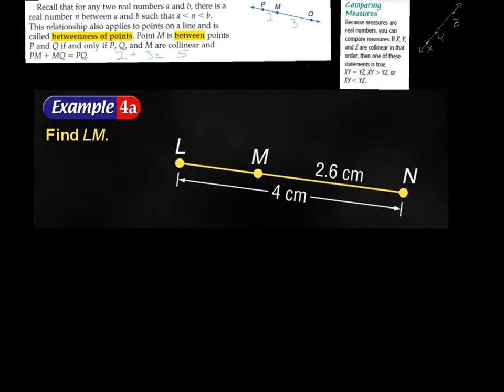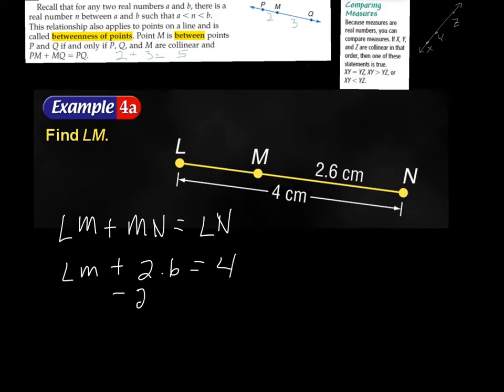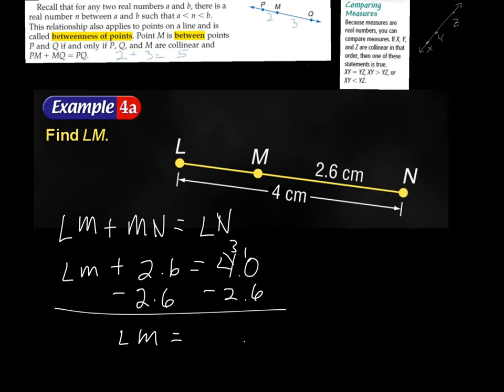In this problem, they ask us to find the length of LM, and we can see that LM plus MN equals LN, because M is between L and N. So we don't know the length of LM, but we know MN is 2.6 and LN is 4. So we're going to subtract 2.6 from both sides of the equation. A little arithmetic never hurt anybody. So we get 1.4 and our units were centimeters.